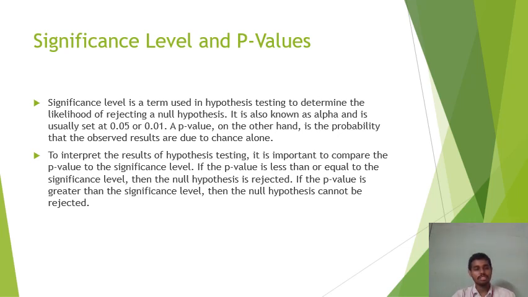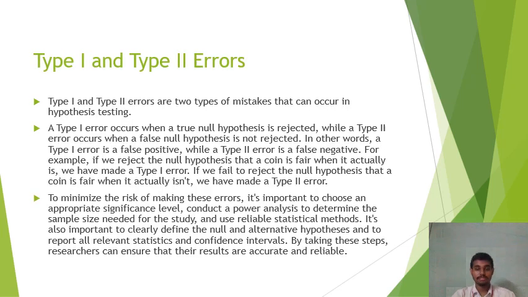To interpret the results of hypothesis testing, it is important to compare the p-value to the significance level. If the p-value is less than or equal to the significance level, then the null hypothesis is rejected. If the p-value is greater than the significance level, then the null hypothesis cannot be rejected.